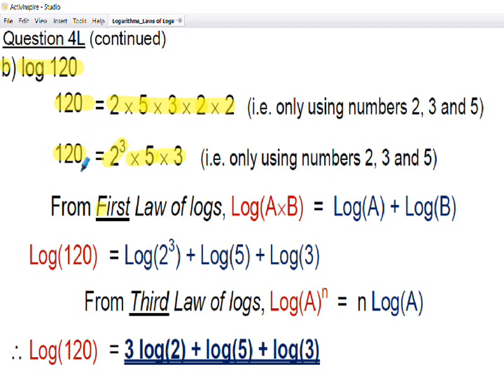So applying the first law of logarithms here, on the left hand side log of 120 is equal to log of the 2 cubed, that's log of A if you like, plus the log of 5, log of B, plus the log of 3, log of C. I've applied the first law to the right hand side of the equation. Now applying the third law of logarithms to the right hand side, I can take the first term and multiply the log 2 by 3, that's the n log A expression, and the other log expressions remain the same.